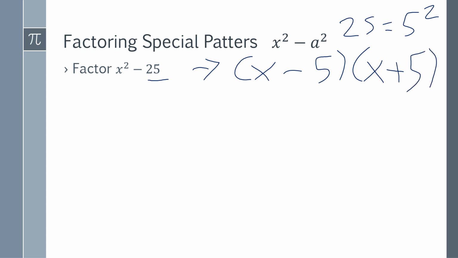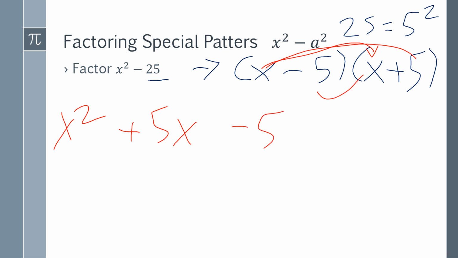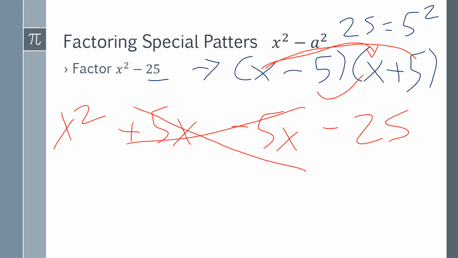Simple just like that. Now, if I foil this out using my first and outer last, I'm going to get the same answer. So watch me. x times x is x squared, plus 5x, minus 5x, minus 25. Well, those cancel out because 5x minus 5x is 0, so you get x squared minus 25. That's how you deal with a situation like that.